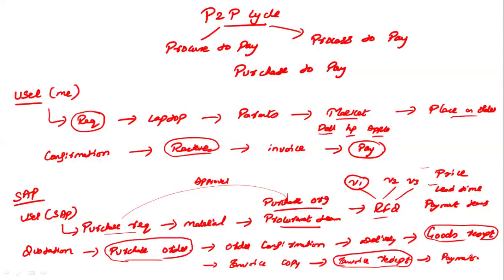So these are the SAP terminologies which we use in the procure to pay cycle. Now let me tell what all the SAP terminologies are that we used here, in the next step. Before I go there, if you have any questions regarding the P2P cycle.